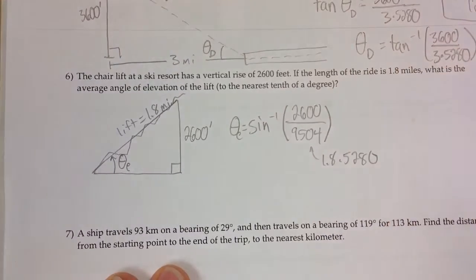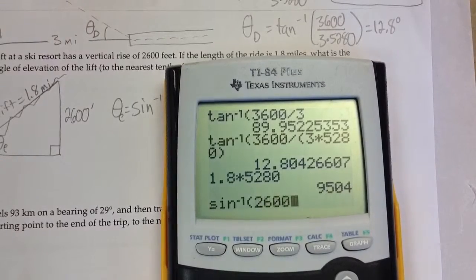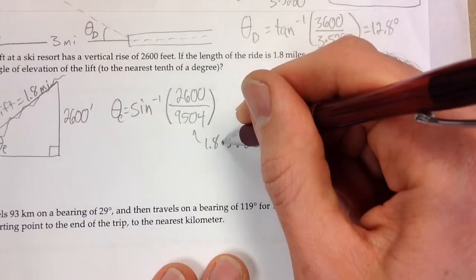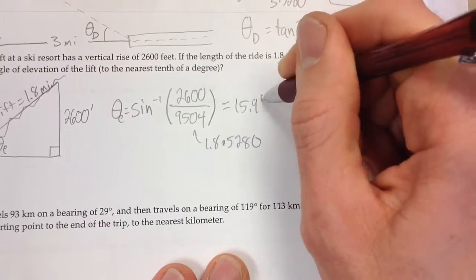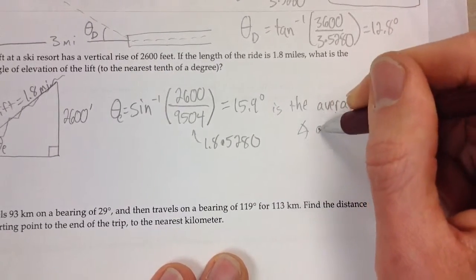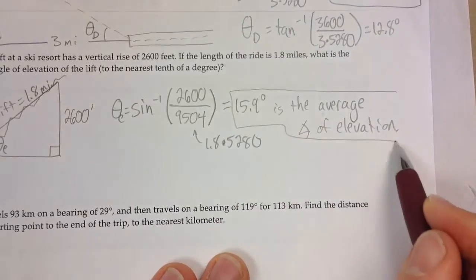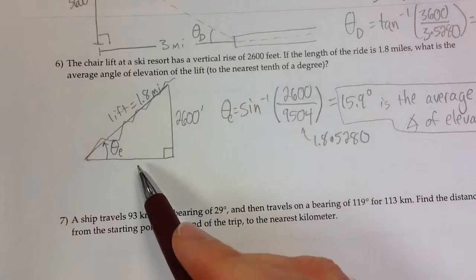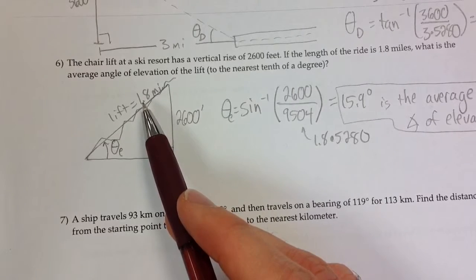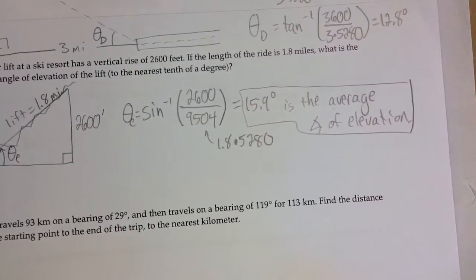Will that be given to us on the quiz? Yeah, I'll tell you how many feet are in a mile. 15.9 degrees. So not very steep. If it was a steeper angle of elevation, would the lift ride be more or less? If it was a steeper angle of elevation, it would be less. Yep. But may not be as pleasant.